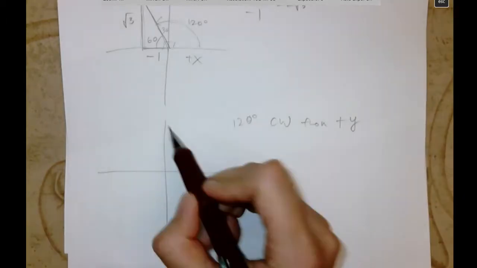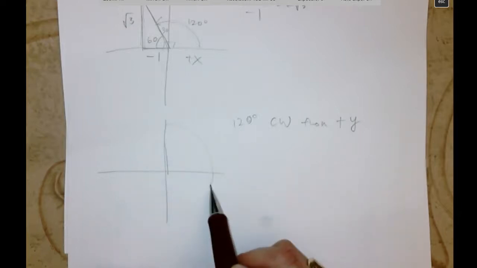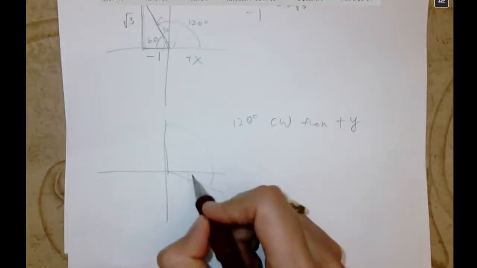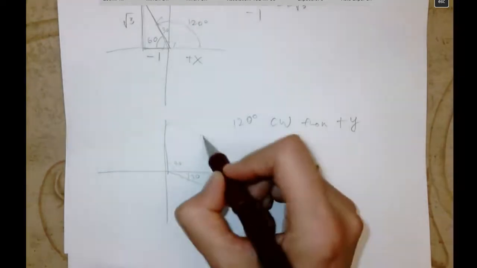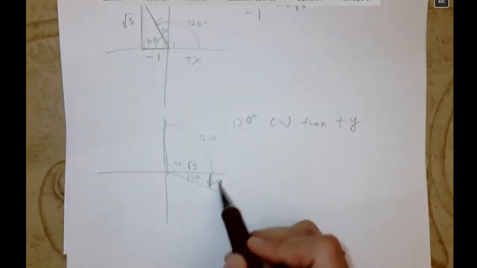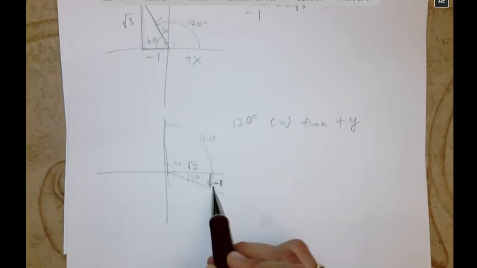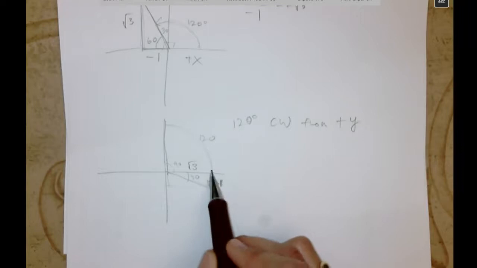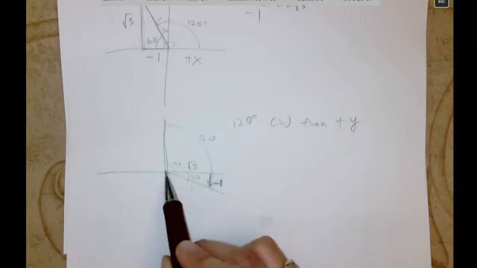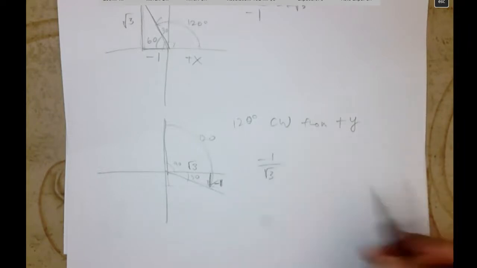Positive y is over here. Clockwise 120 means 90 here, and then right here this is 30, this is 90, together it's 120, right? This is clockwise from positive y. So this is 1 and this is √3, but the 1 is -1 because y goes in the negative territory here. So the rise is -1 and the run is positive √3. So this is -1 over √3 slope.